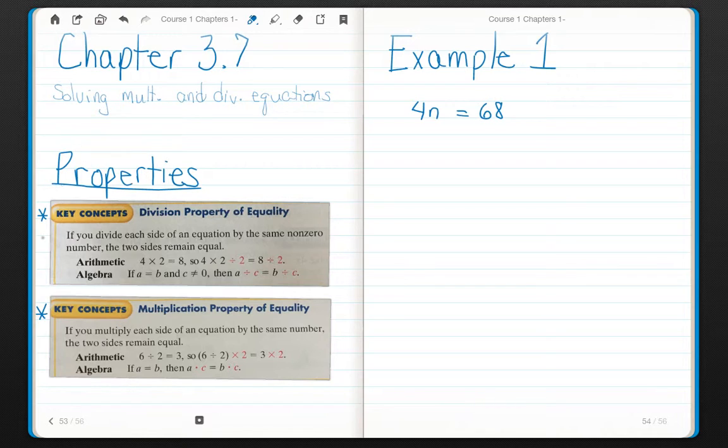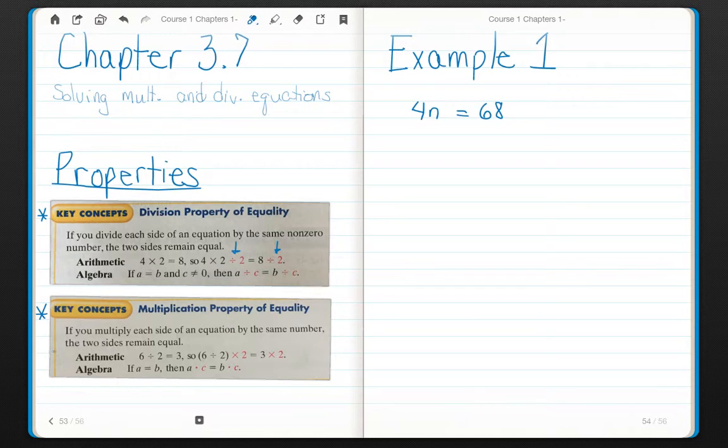So the division property of equality states if you divide each side of an equation by the same non-zero number, the two sides remain equal. For example, 4 times 2 equals 8. So 4 times 2 divided by 2 equals 8 divided by 2. I divided both sides of the equation by 2, so the two sides remain equal.